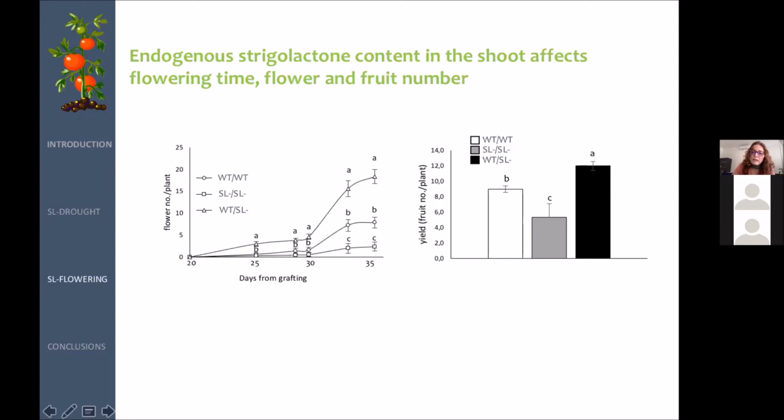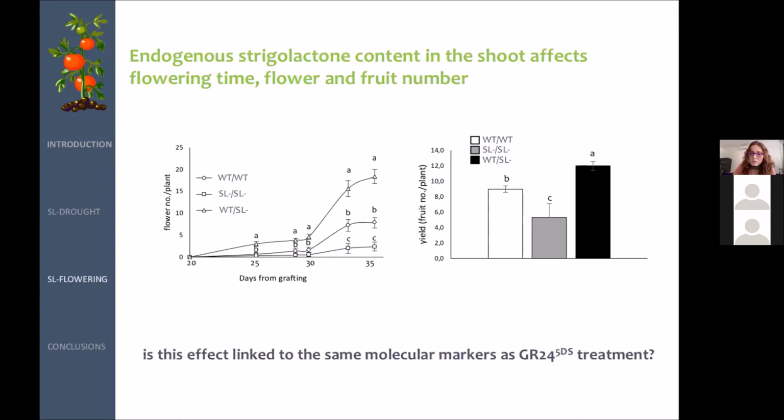We see that there's a connection, a correlation, with the level of strigolactones. This is the line up here for the heterografted plants with higher strigolactone content in the leaves, and the black bar is for the yield in terms of fruit number per plant. The lowest producing and flowering is the strigolactone-depleted, and then the wild type is an intermediate value. So yes, there's a correlation between strigolactone levels and flowering and fruiting.